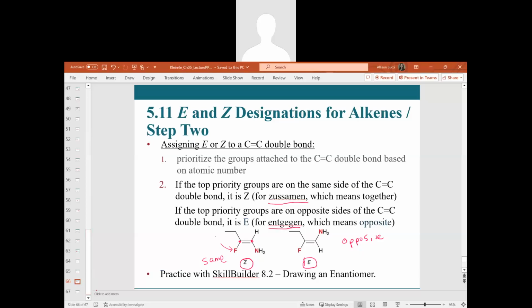And we'll see that we add this E and Z designation for each double bond that we have if there are multiple in a compound, or we will just place it out in front, just like our R and S configuration.